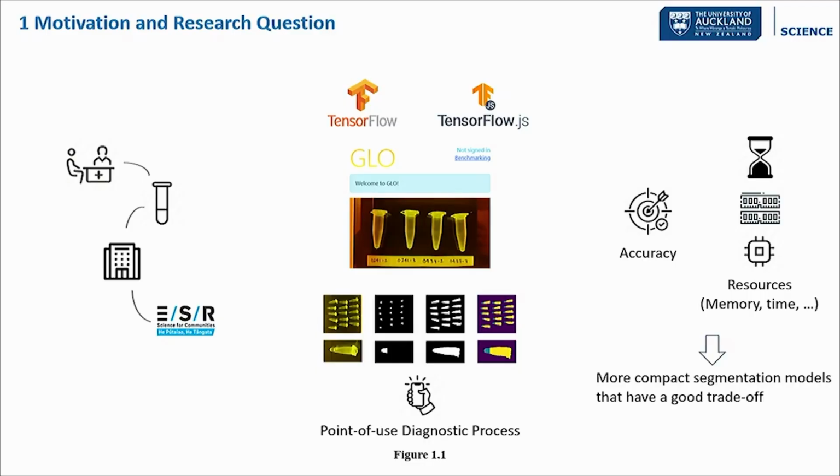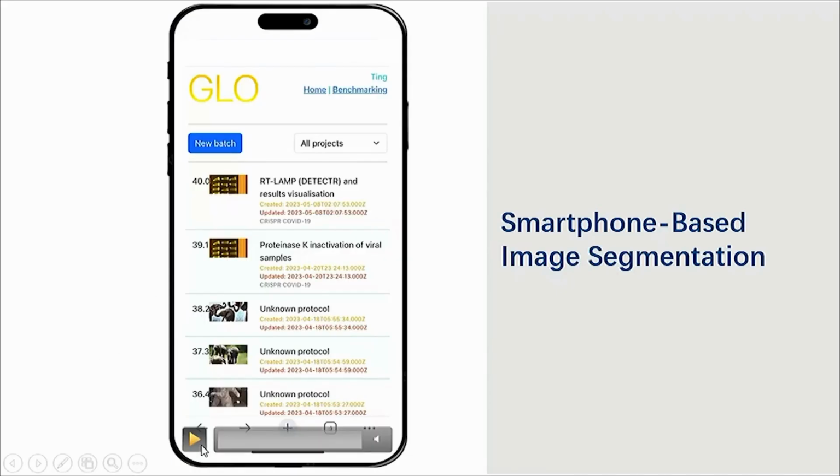And they use TensorFlow JavaScript to integrate the model into the web application so that it can be run on mobile devices. However, in practical experiment, though the model performed well in accuracy, it costs too much memory, time, and computational resources, making it not suitable to actually run on a mobile device. And that's how we get the aim of this project, to provide more compact segmentation models that have a good trade-off among these factors. We can have a look at the product first before we dive into the methodology and experiment.